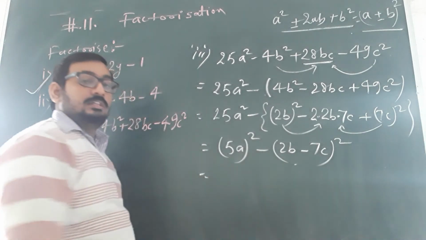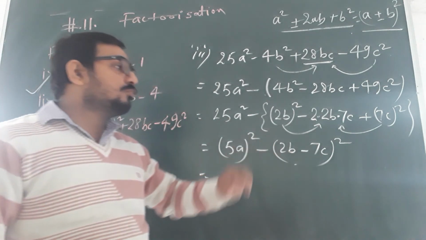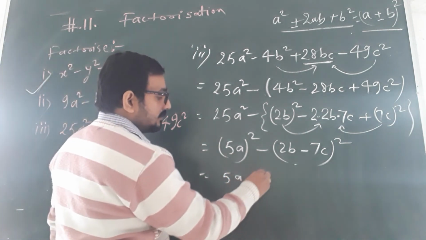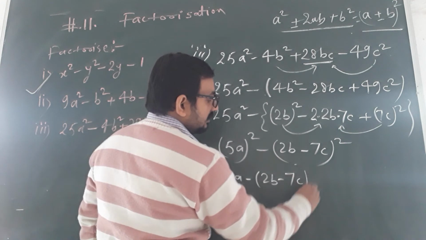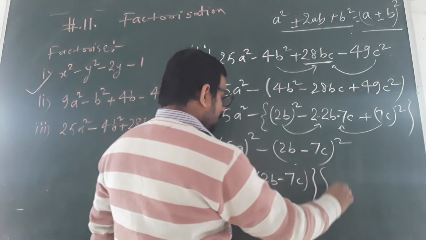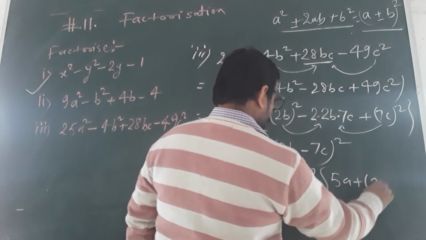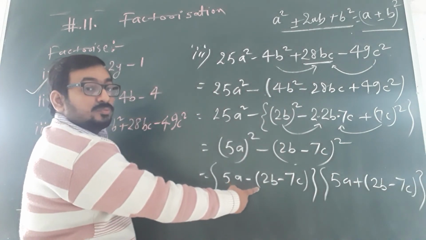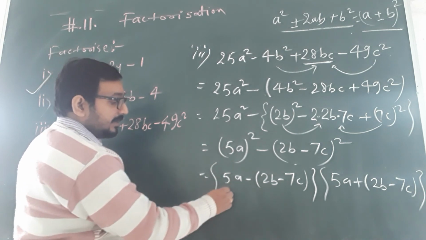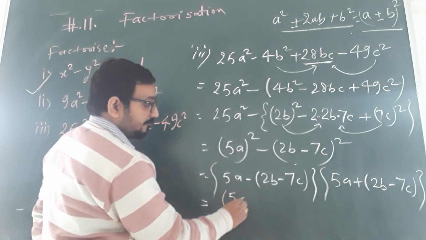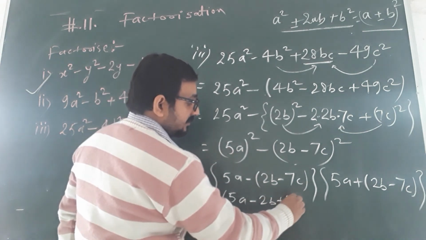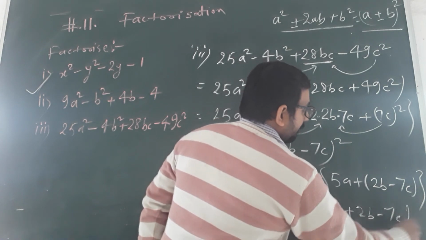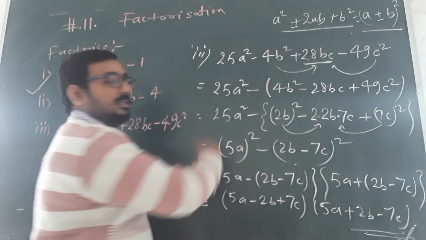Now again this is based on a squared minus b squared, so first of all a minus b, then after that a plus b, so 5a minus 2b minus 7c, this is a minus b. After that a plus b, so this is 5a plus 2b minus 7c. Before this small bracket we have a minus sign, so this curly bracket changes into a small bracket, and this one is 5a minus 2b plus 7c. 5a plus 2b minus 7c, which are the required factors of this given algebraic expression.